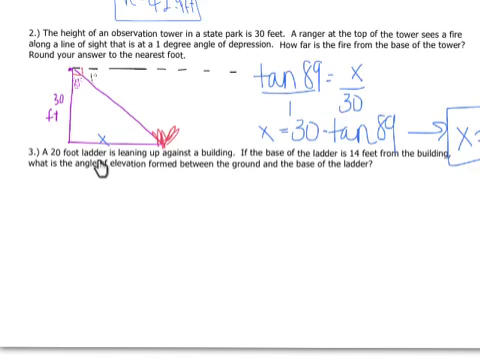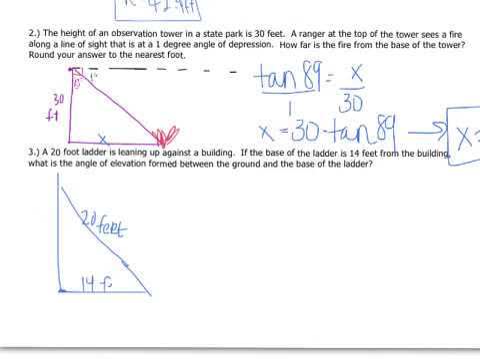All right, a 20-foot ladder is leaned up against a building. So let's go ahead and draw that much. Here's my ladder. My ladder is 20 feet long. It's leaned up against a building. That picture is ugly, but that's okay. It says the base of the ladder is 14 feet from the building.